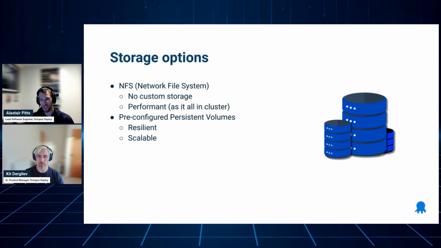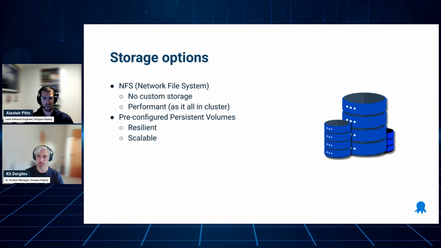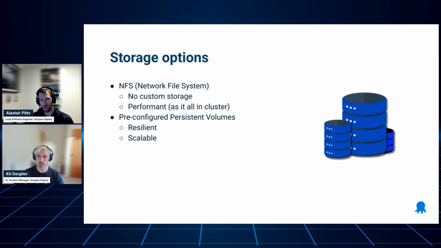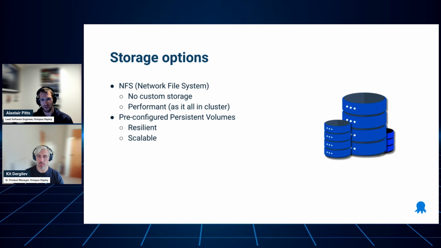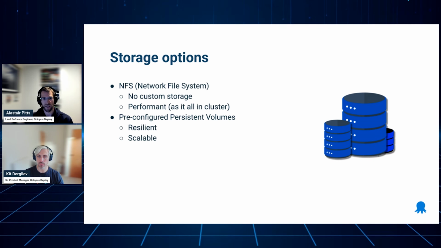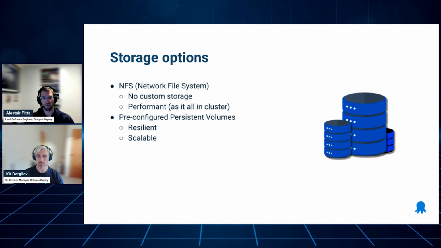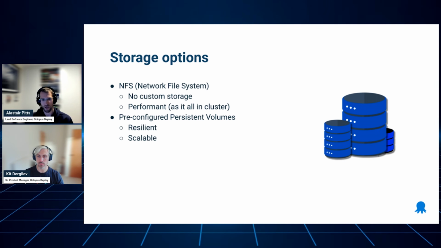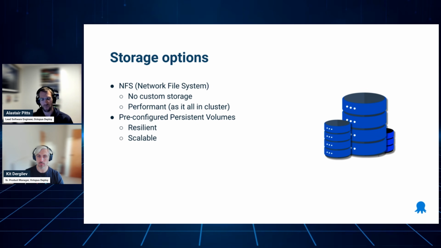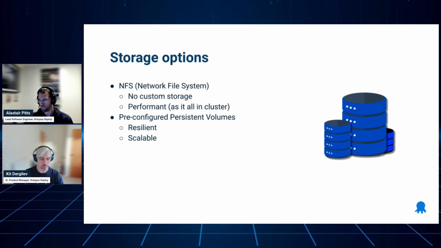Now, it being its own pod does have some reliability, I wouldn't say concerns, but some reliability trade-offs. Because the NFS server itself is a pod, it has to run, and Kubernetes can tear it down and move it around as it needs. So in that case, we do offer the ability to say, no, we have pre-configured persistent volumes, and therefore use that instead of the NFS, and that would just disable the NFS server. So we have two options there.